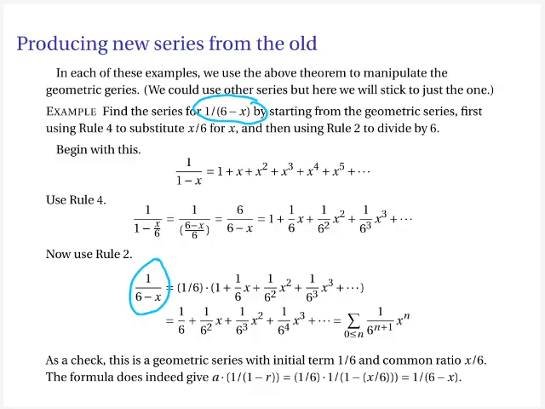Okay, so we divide the 1 by 6, and you get a 1/6. Divide the 1 over 6 by 6, and you get a 1 over 6 quantity squared. Divide the 1 over 6 squared by 6, you get a 1 over 6 quantity cubed, and so there we go.